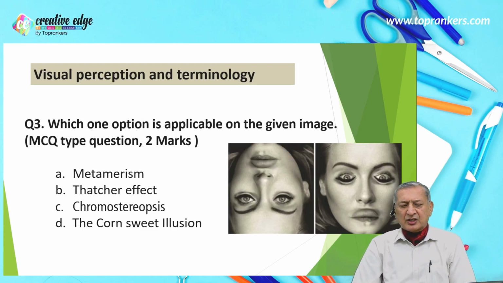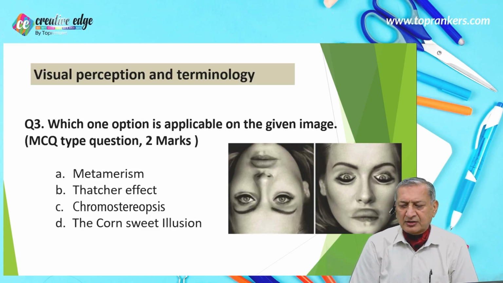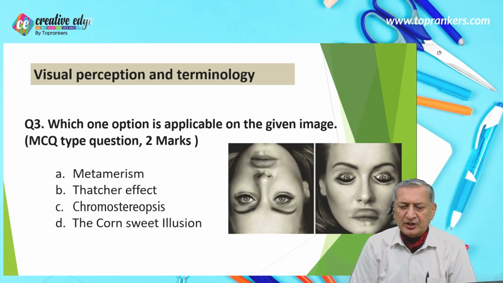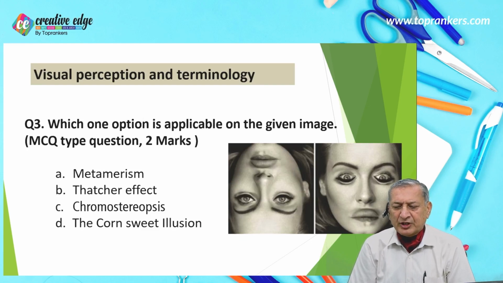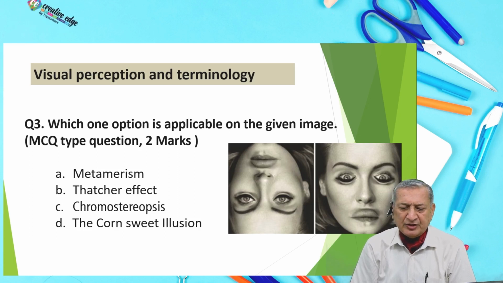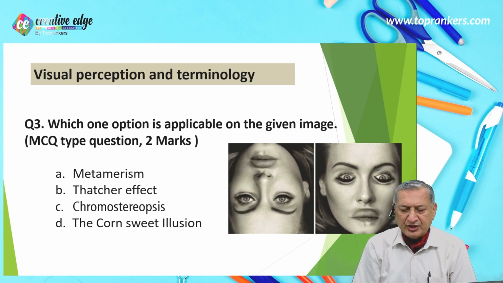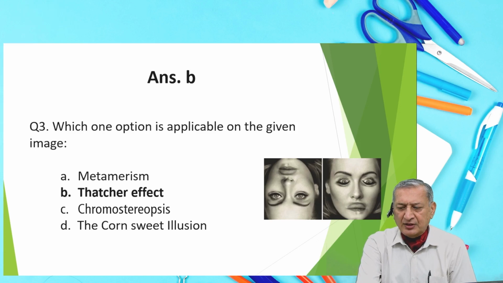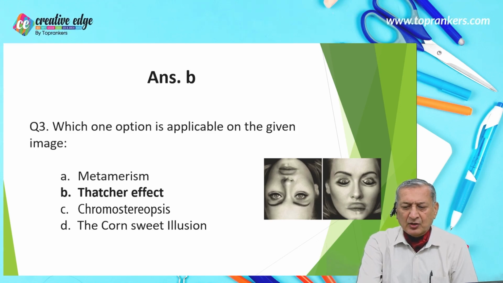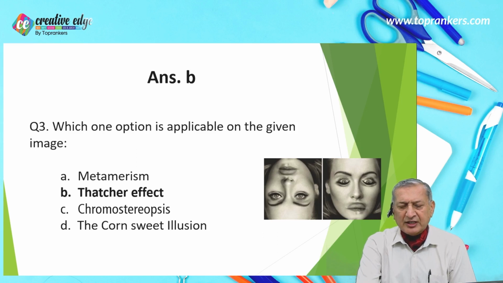Friends, another kind of question that I've selected is rarely studied by general people. Which one option is applicable on the given images? MCQ type question, again 2 marks. Metamerism, Thatcher effect, chromostereopsis, the Craik-O'Brien-Cornsweet illusion. Answer B, the Thatcher effect. So don't think that this is the only image available on the net. There are hundreds of images available with the name Thatcher effect.